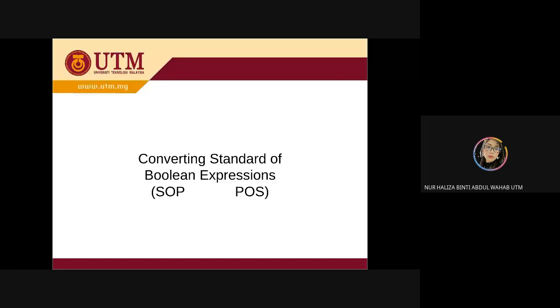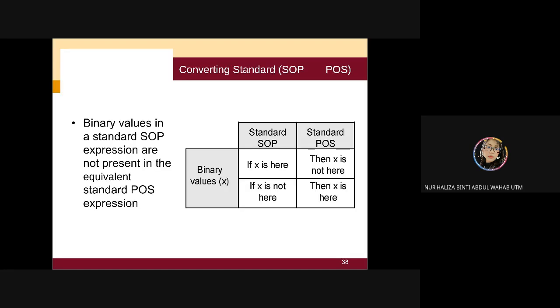Any question? We're going to try to speed up our converting of standard Boolean expressions, SOP to POS, POS to SOP. So for this table, standard SOP and standard POS: binary value, if let's say it is X. If X is here, then X is not here. If X is not here, then X is here.